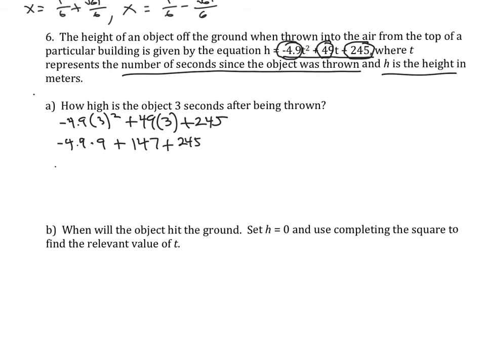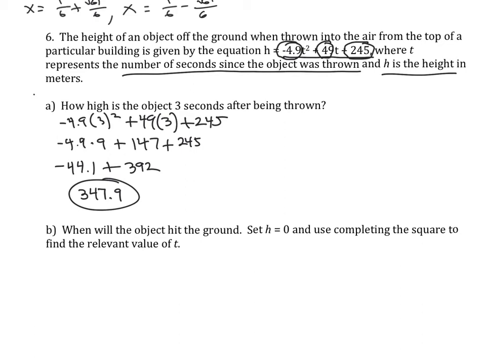And this will give us negative 44.1 plus the sum of these two, which is 392. And so in the end, we'll get a positive 347.9 meters off the ground at time t is equal to 3.